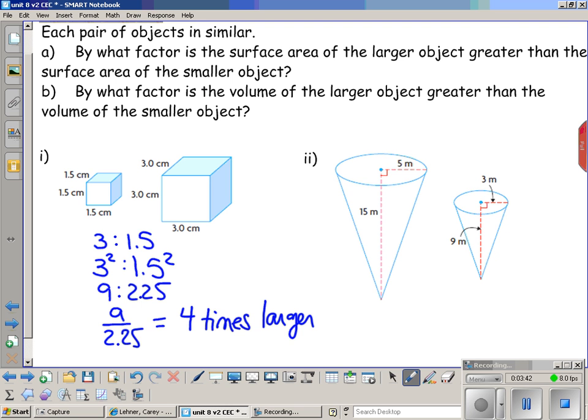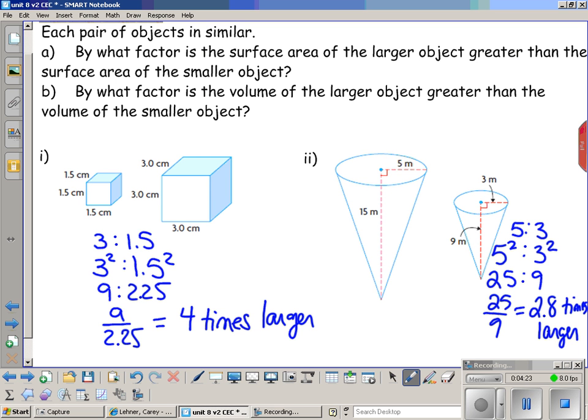We can repeat that same process for number 2. It doesn't matter whether we choose the 5 to 3 or the 15 to 9, because 15 over 9 reduces to 5 over 3. So the scale factor here of the larger to the smaller is 5 to 3. Square both values because we want to look at the surface area. 25 to 9. So now we can go 25 over 9 is approximately 2.8 times larger.